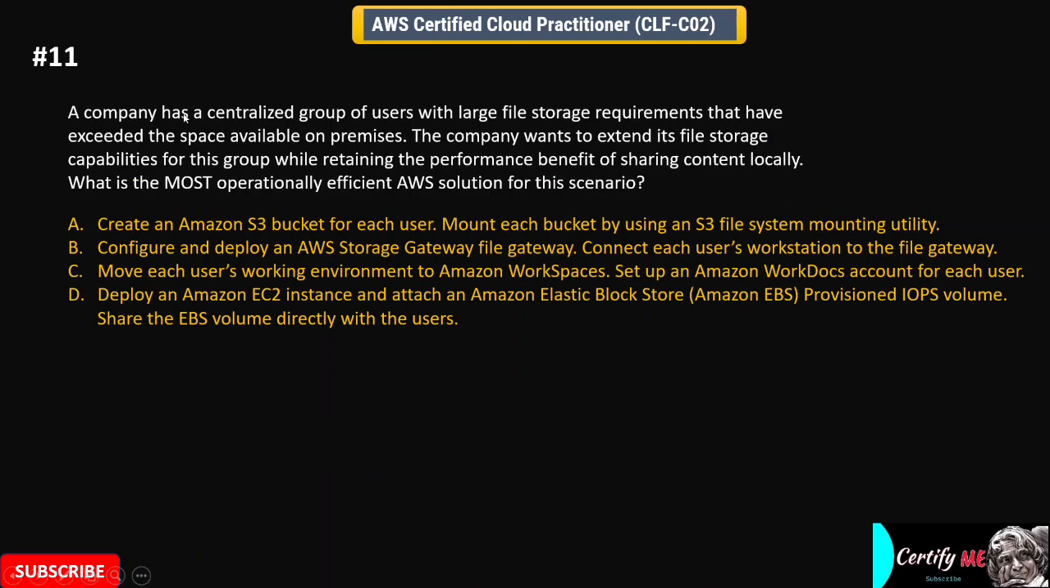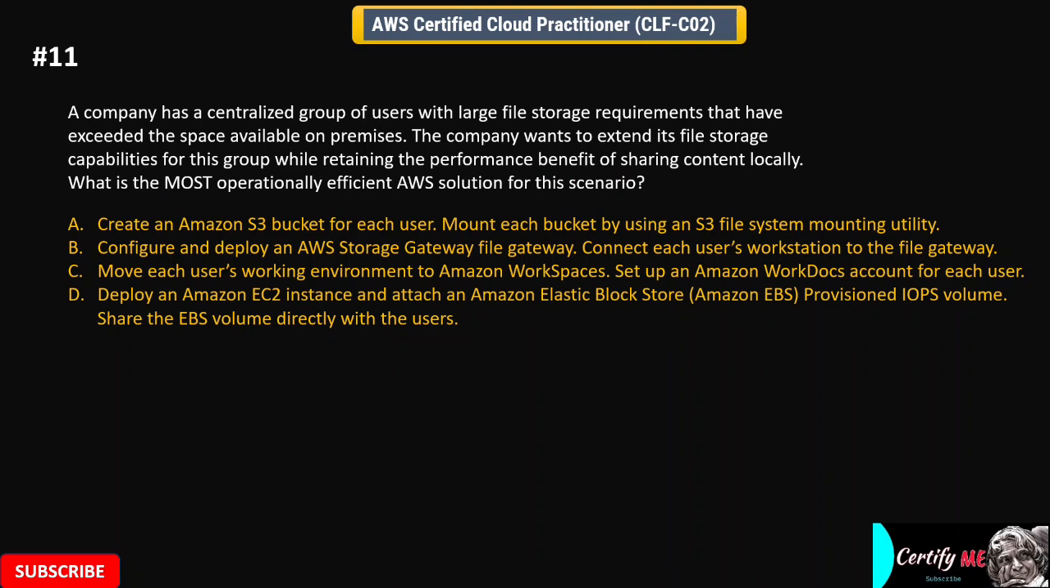A company has a centralized group of users with large file storage requirements that have exceeded the space available on premises. The company wants to extend its file storage capabilities for this group while retaining the performance benefit of sharing content locally. What is the most operationally efficient AWS solution for this scenario?